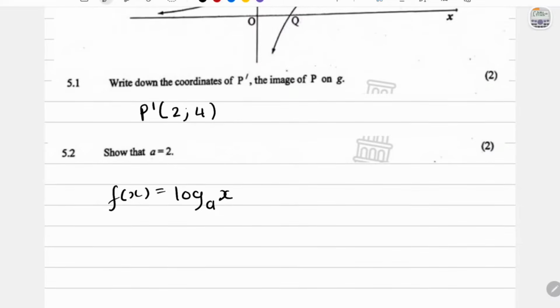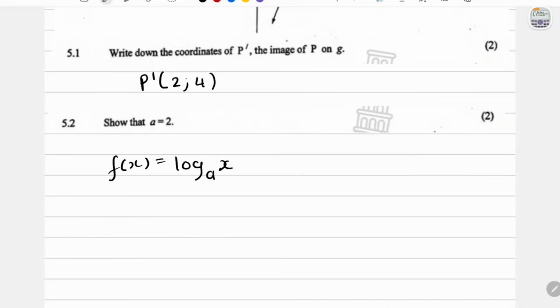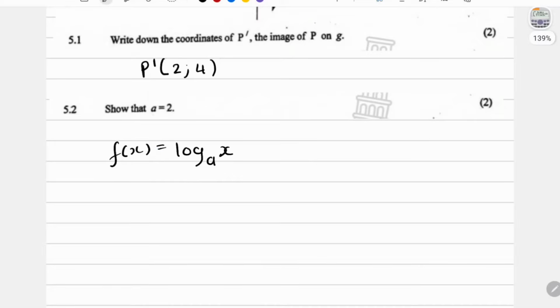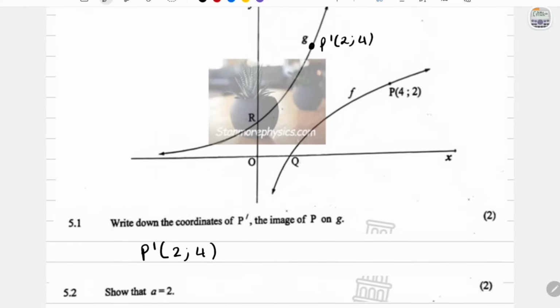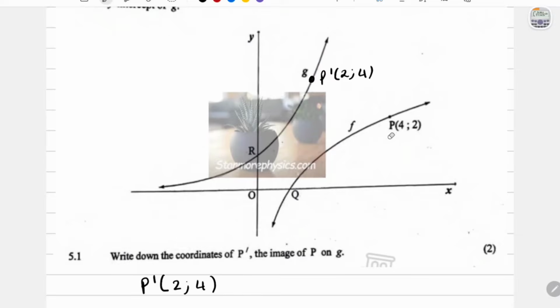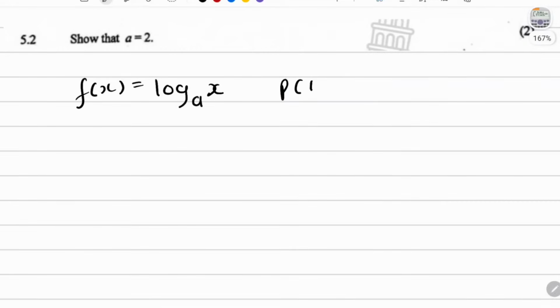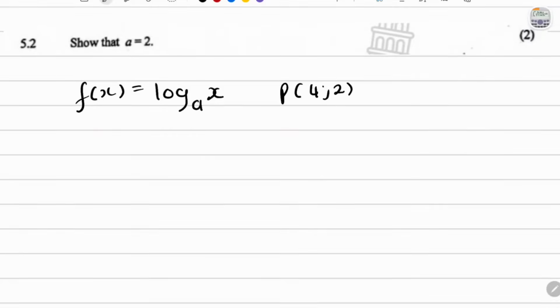So since we know f of x is log, we have A as a base. How do we find out that A is equal to 2? Well, this equation is almost complete. The only thing missing is the A. So it means that we just need one point to be able to find it. So be careful. Make sure you take a point that lies on f. So let's look at the graph. On f, we have a point P, which is 4 and 2.